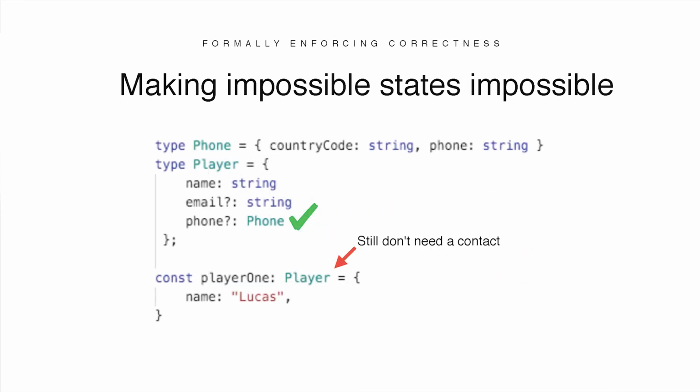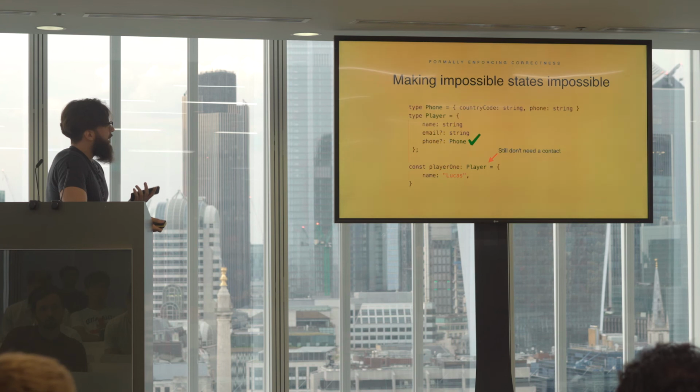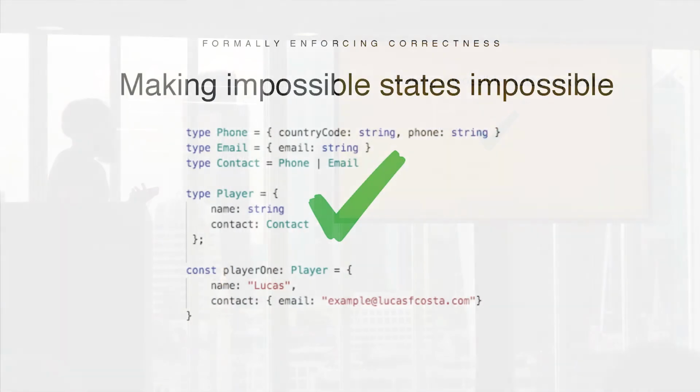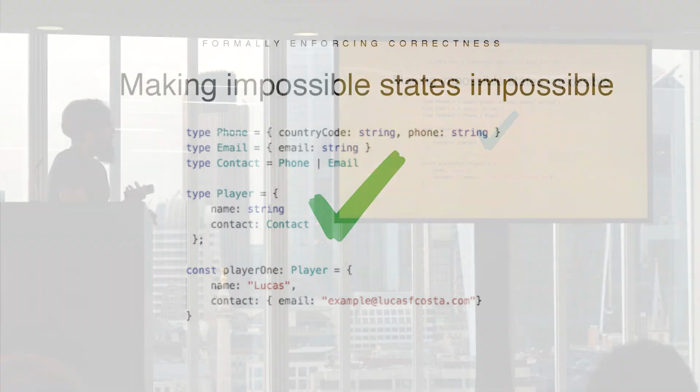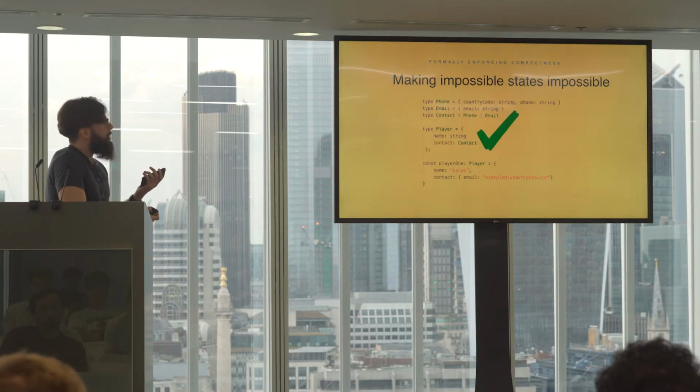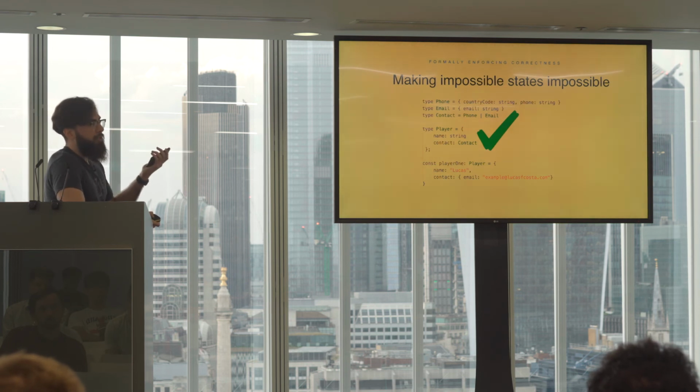So one of the things we can do is create a type for phone and make sure that it includes the country code and the phone, and that both are mandatory. But we still don't need a contact. Another thing we can do is wrap all of those in a contact, create a union type, and make sure that a player needs to have a contact. And now we always need to choose between an email and a phone. And if we choose a phone, we're sure that country code and phone are required.